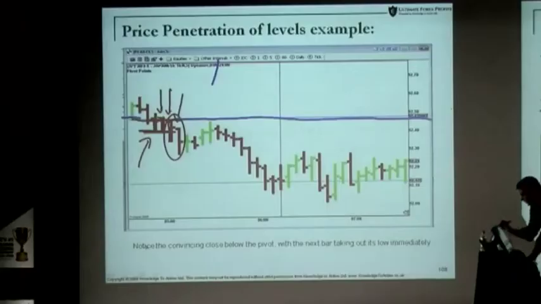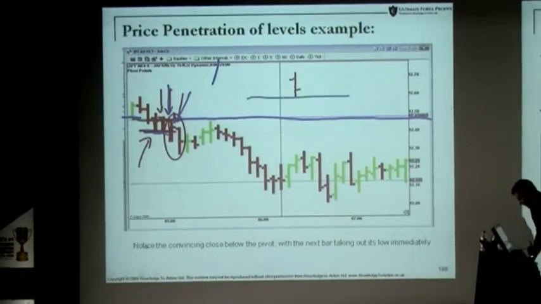Now, junior traders would, as soon as they see the price go through that line, press sell. We can't do that. We've got to wait for this next bar here to take the low out that's been established. Does that make sense? And that is what we would call a price penetration point. When we talk price penetration, we look at bars which come down. Let's say this was where we wanted to get in, on this blue line.